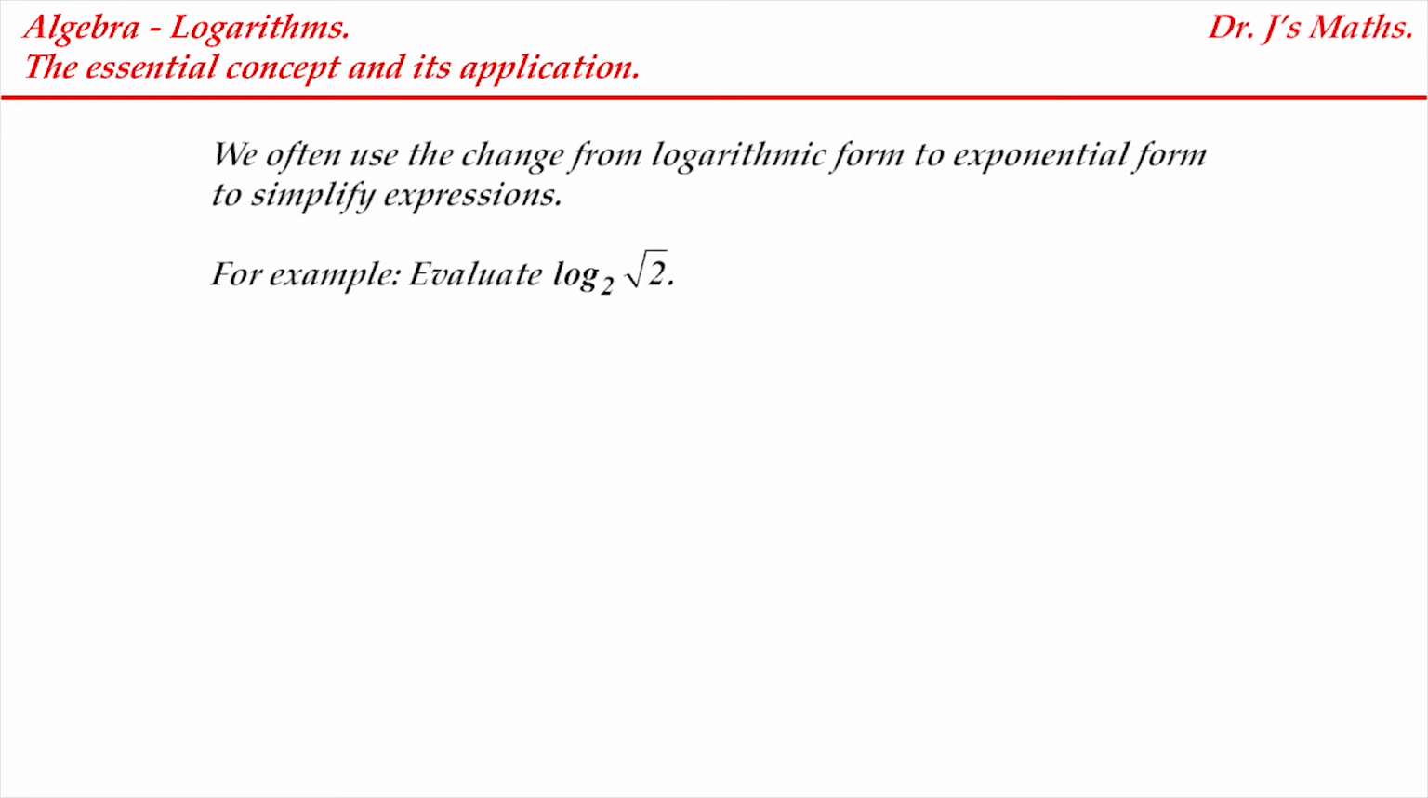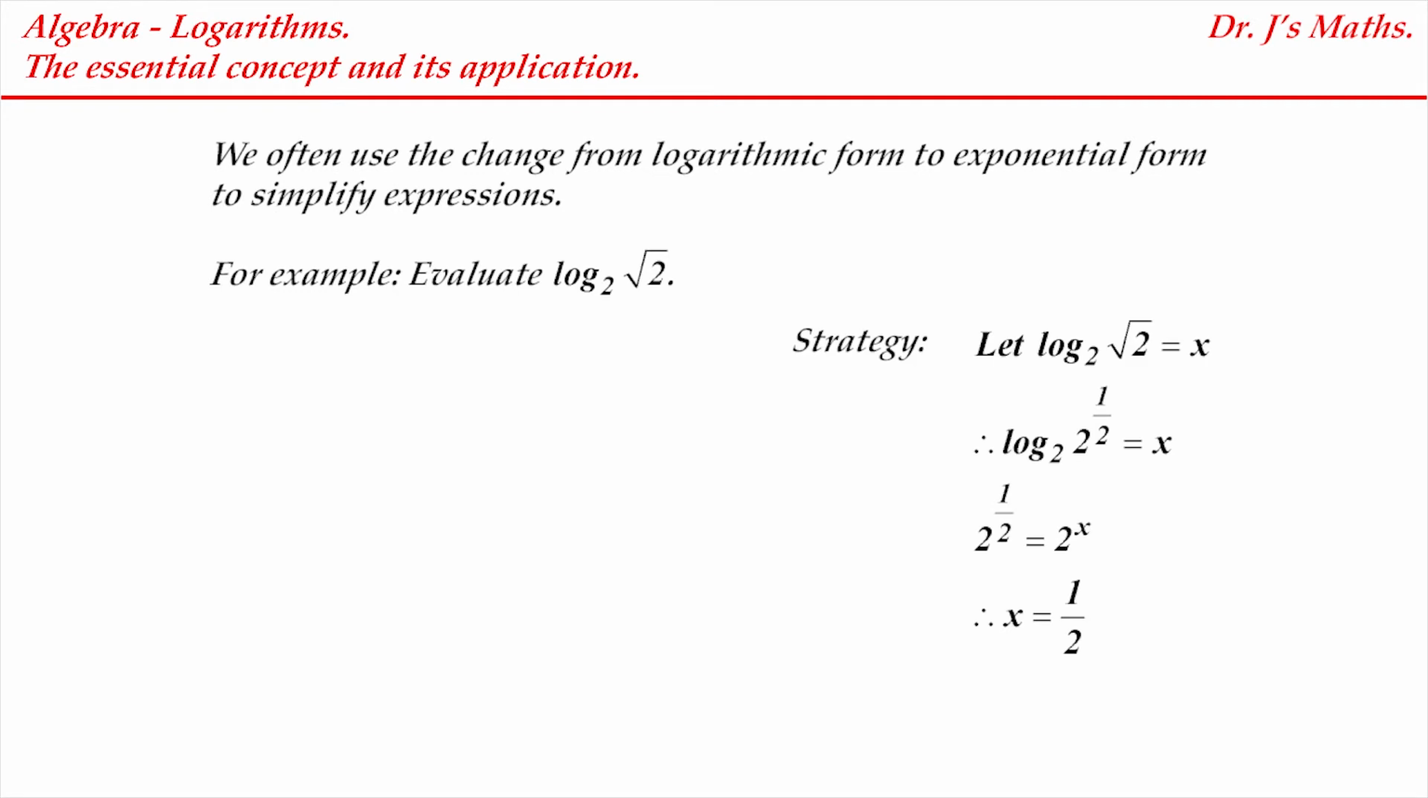As a second example, we might have to evaluate log of the square root of 2 to the base 2. Well, the strategy is exactly the same. We let log of the square root of 2 to the base 2 equal x. We change the root 2 to 2 to the half, so that we're using our index form there. We then unpack our logarithm, so 2 to the half is equal to 2 to the x, with the base coming across from the left to the right and pushing the x into the air. So we then equate our indices and we say x equals a half. Easy.